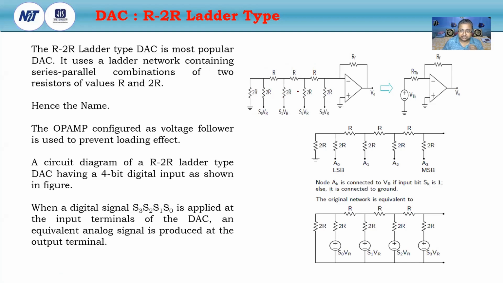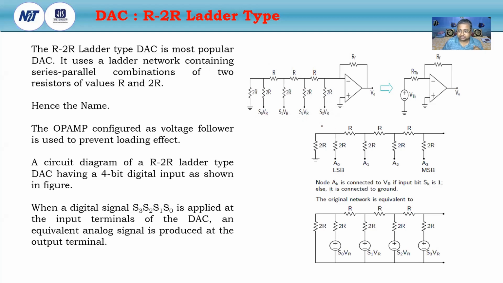There are two resistors, one is R, another is twice R. Hence the name. The op-amp here is configured as a voltage follower, as earlier in the weighted resistor. But the difference is that here the R is not only a single R, there is R and 2R. The circuit diagram of the R2R ladder type DAC has 4 digital inputs. Digital inputs means S3, S2, S1 and S0, and VR is the reference voltage.